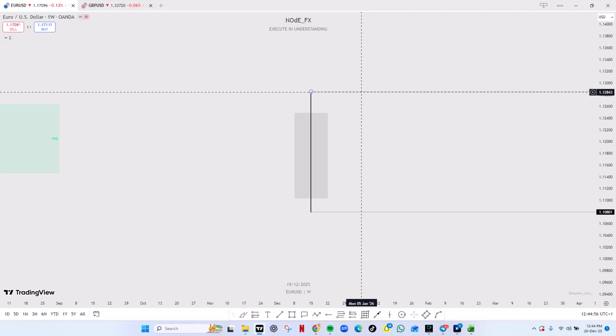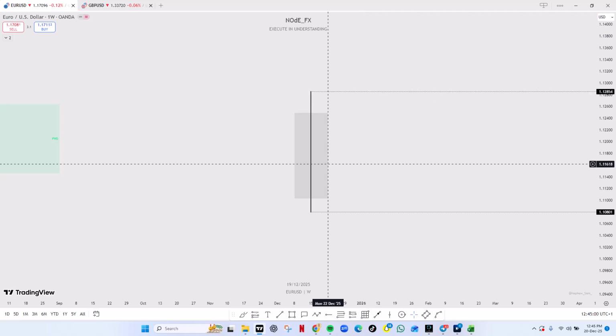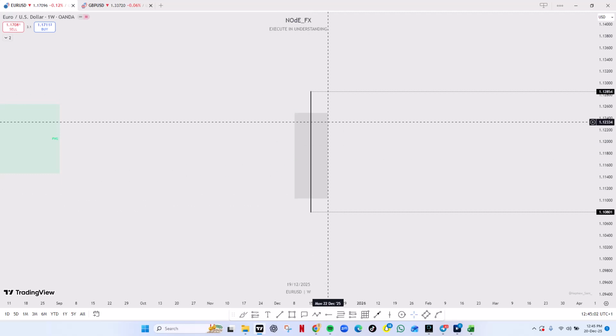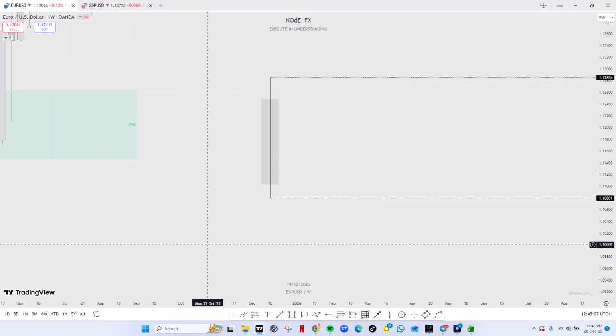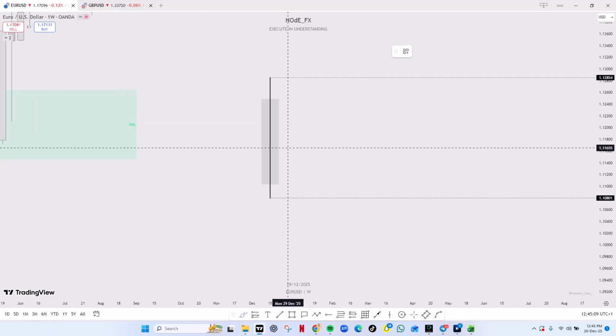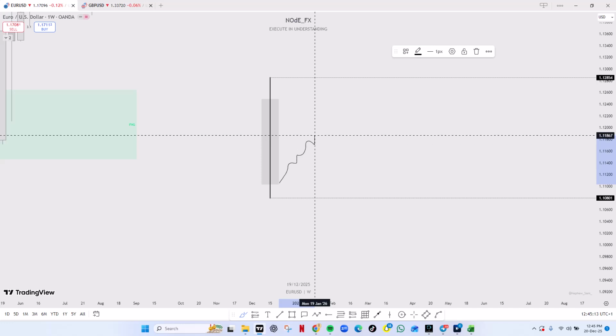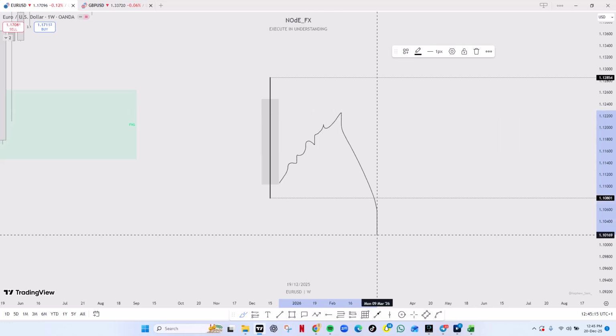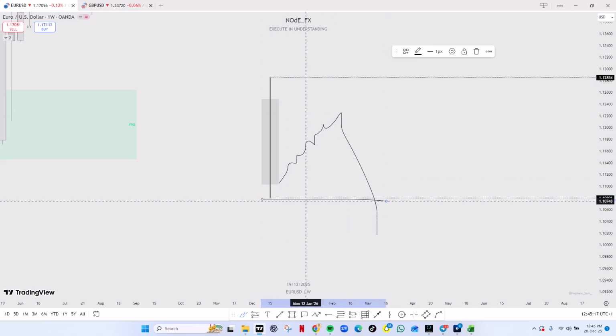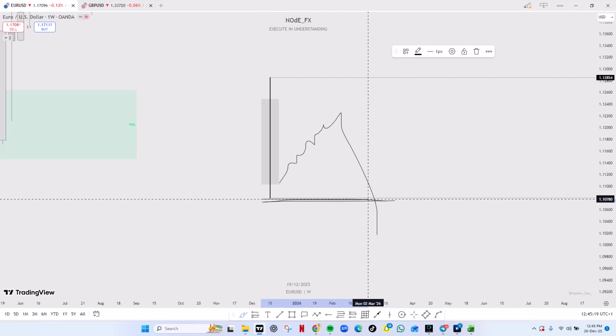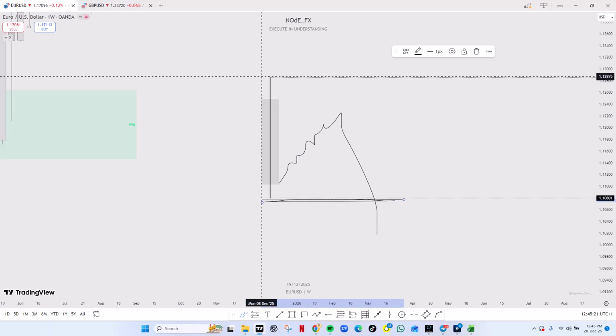The secondary draw on liquidity is the opposite side of the candle. Understand, this is a bearish candle, so obviously we're looking at price to open here, retrace inside a bit, mitigate a POI, then drop back. This is our primary DOL. Now this is the secondary.